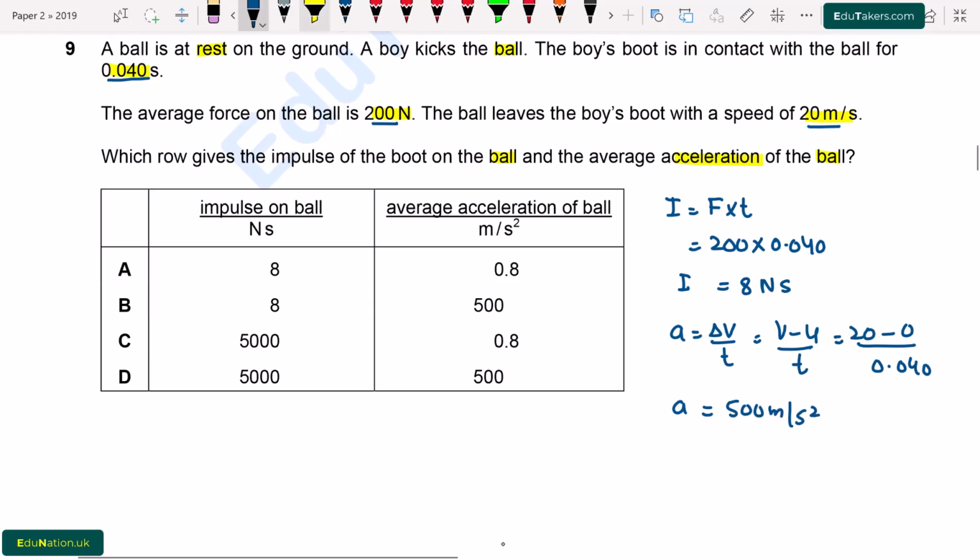Now we see the options. Impulse on the ball, which is measured in Newton second, and the average acceleration of the ball, which is given in meter per second square. Option A, 8 and 0.8. This is incorrect because average acceleration is equal to 500. Option B, 8 and 500. So this is correct. I circle option B.